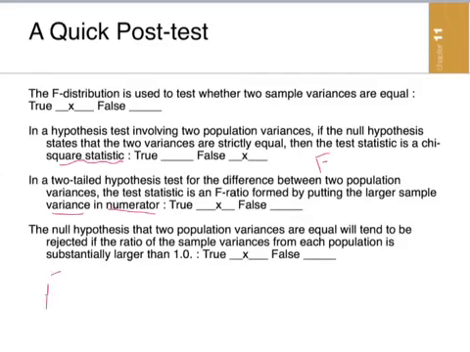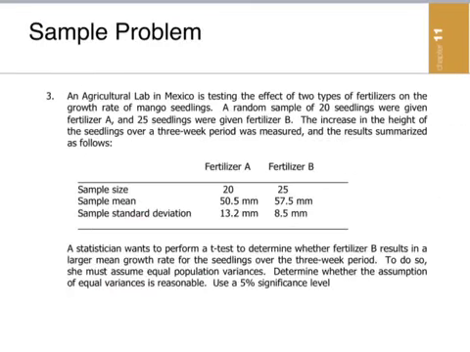Since we are looking for evidence that takes us into the tail, extreme values, if we put the larger over the smaller, S1 squared over S2 squared, evidence would be values that are much larger than 1, so that answer is true. And so we'll keep that in mind. So hopefully you got those correct. If not, you could certainly review those answers.